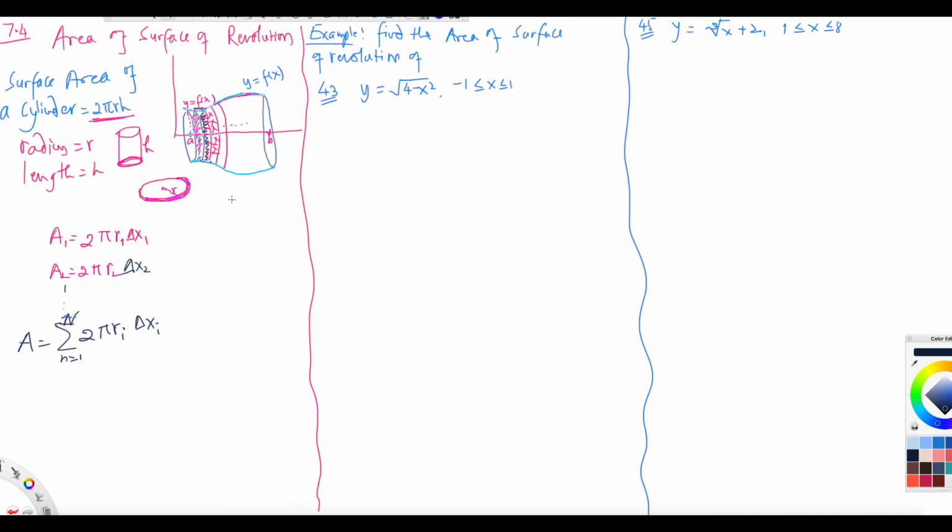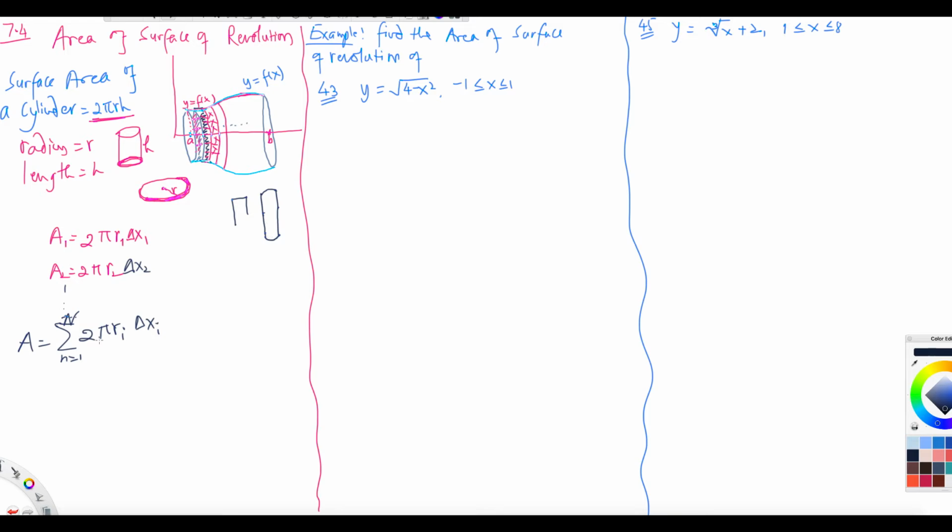Because the thickness may be like this, or the thickness may be like that, right? The thickness may be a curved type of thickness of that disc. If you look from one side, it will look like this. The thickness of the cylinder can be curved. In that case, the thickness will be the arc length.